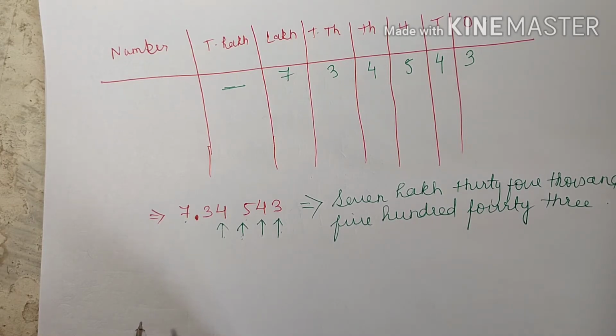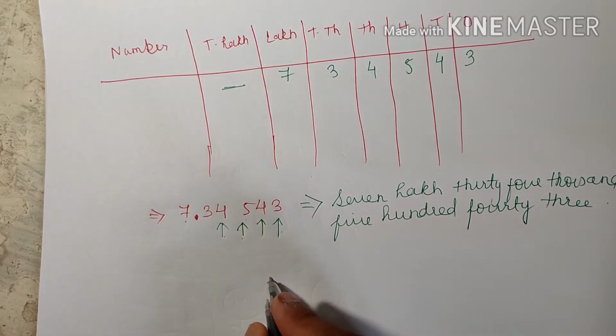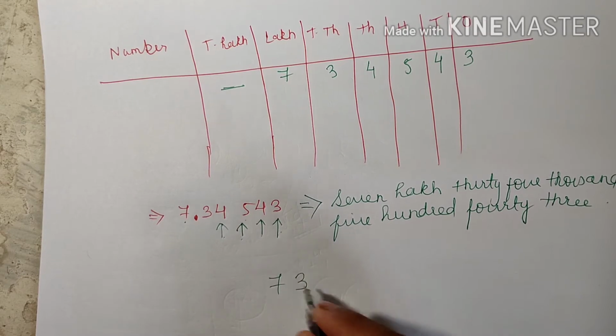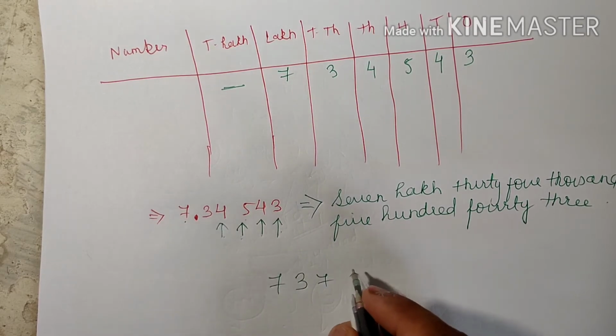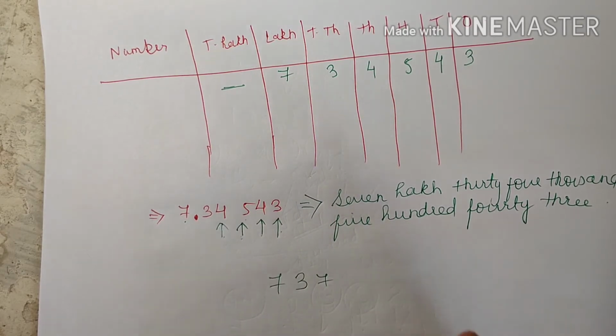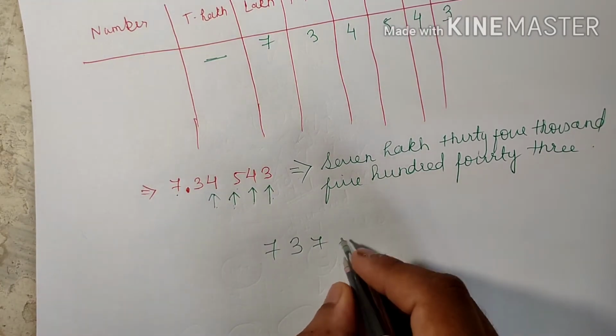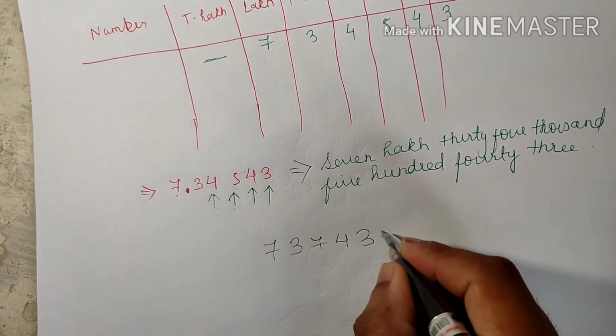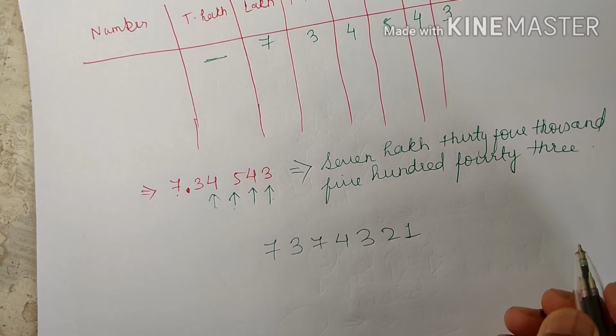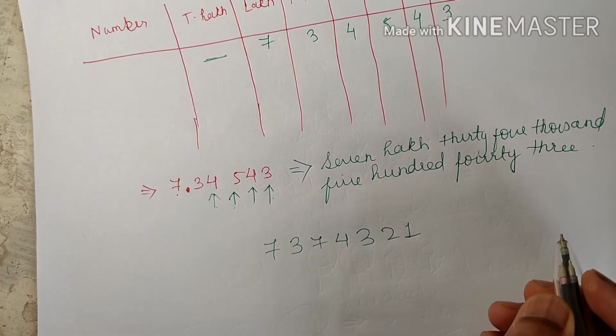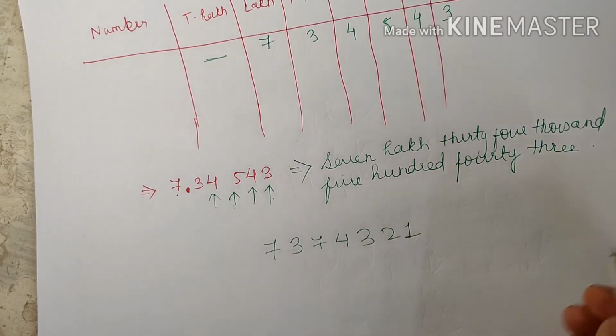Now let's see, how do we put commas? In a number, if a number is given, how do we insert commas? Because we simply cannot write a very long number and read it out, isn't it? We have to have a sequence of reading, otherwise it is very difficult to read out. So let's see, if you are given this type of number and you are told to insert commas.